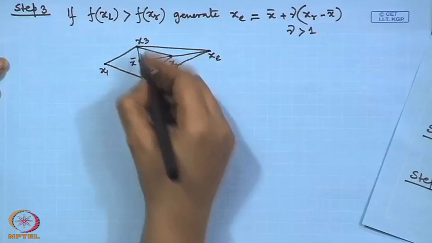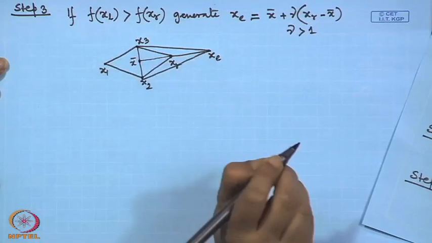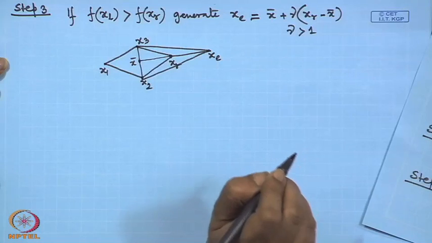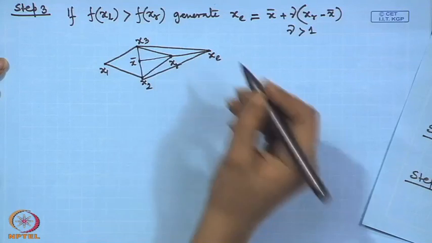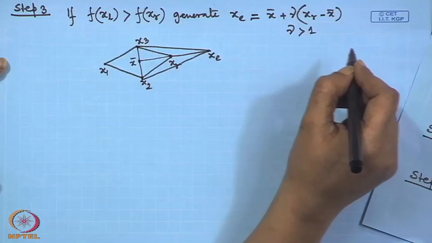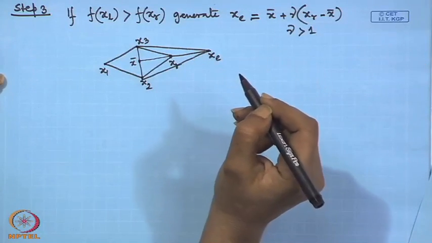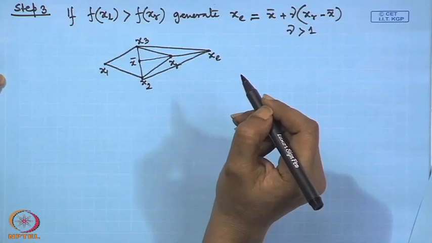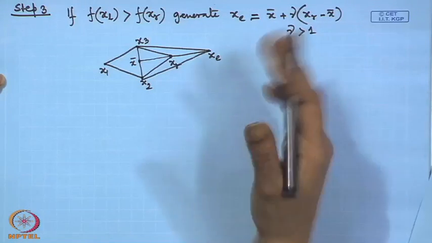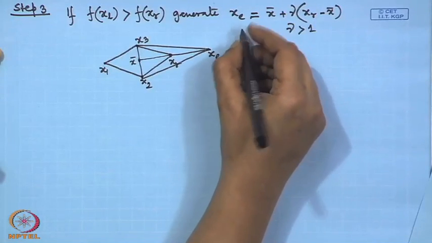Why have we done so? We have moved in this direction because we are expecting that we will get a better minimum value. That is the reason for us, but we have to check that functional value as well. And once this has been done, we will reject the previous simplex and we will update the simplex. I will show you how in the next.